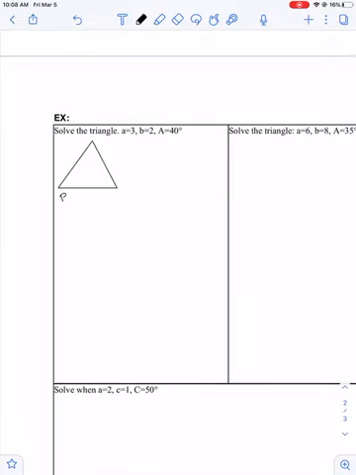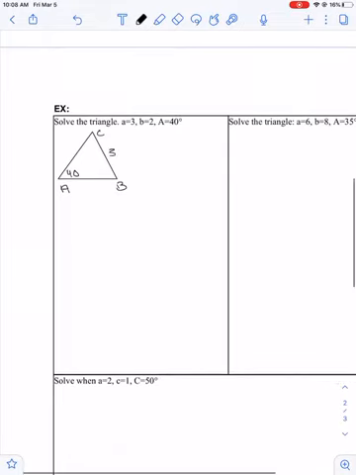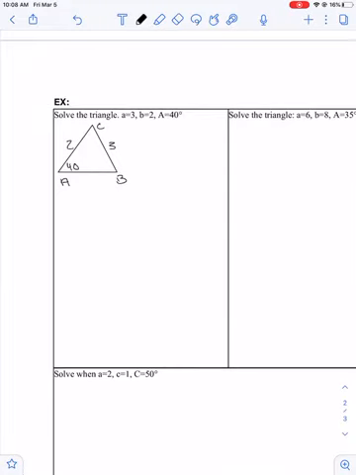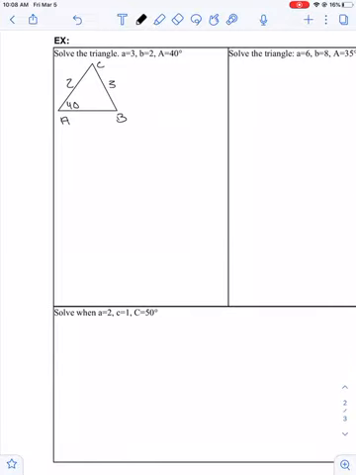And I have, we'll say A, B, C. A is 40 degrees. Little a is 3. Little b is 2. So that's side-side angle. The first thing I can do is set up a proportion, because I have both this angle and side, and find b. So sine 40 over 3 equals sine b over 2. I'm going to cross multiply and get sine b equals 2/3 sine 40.